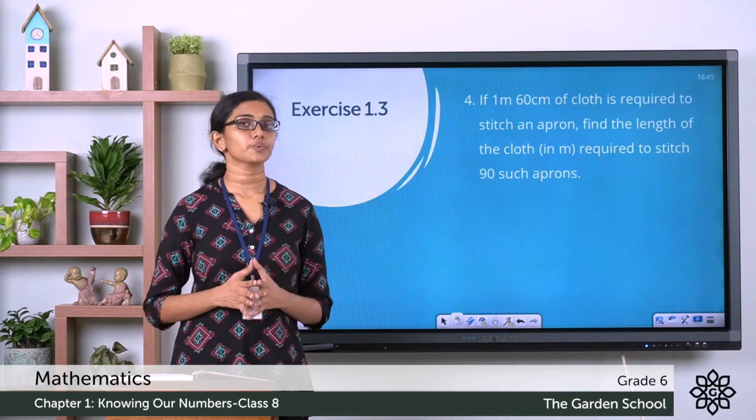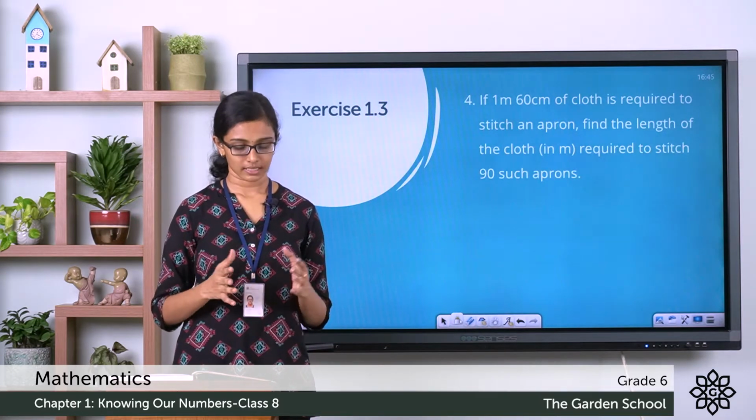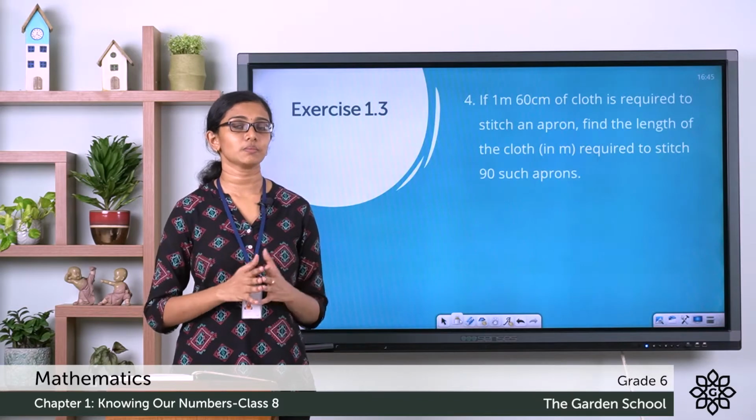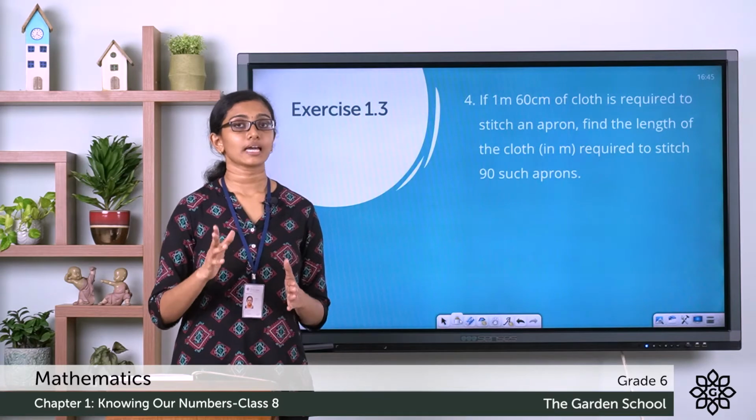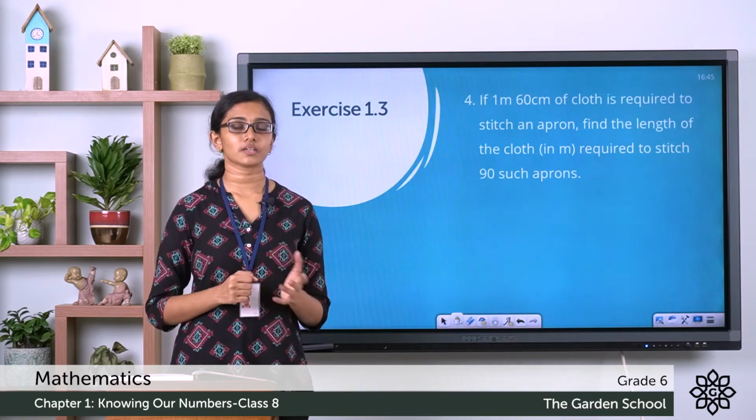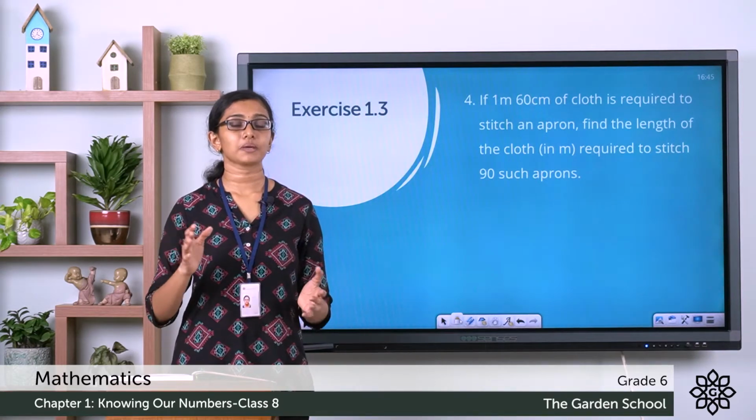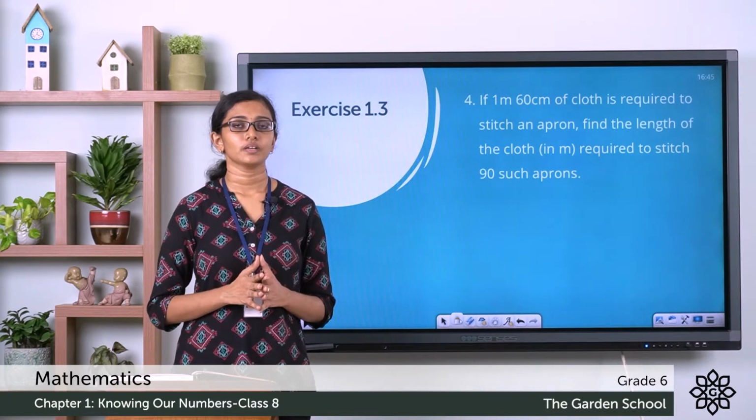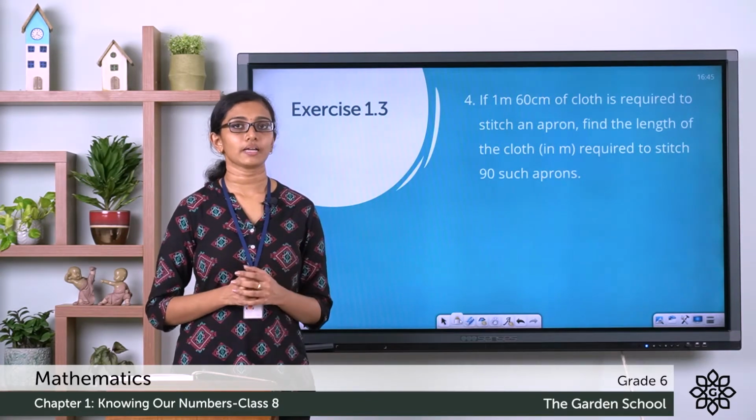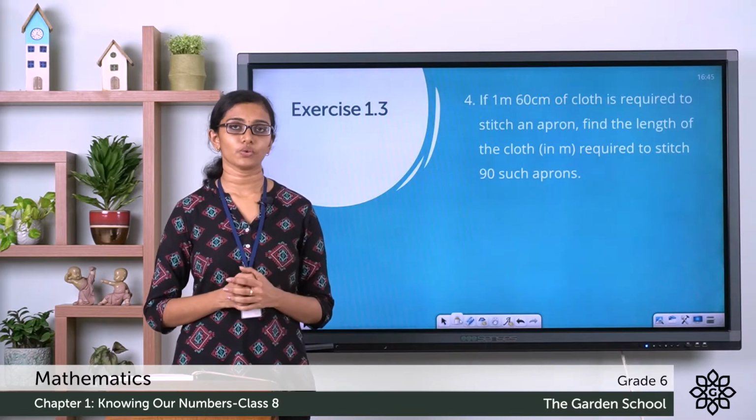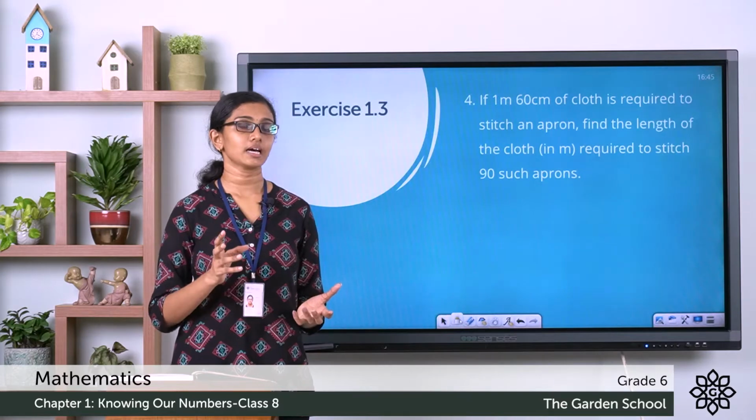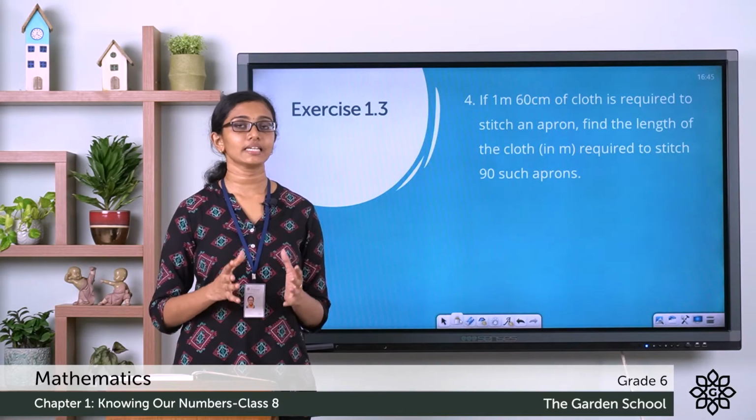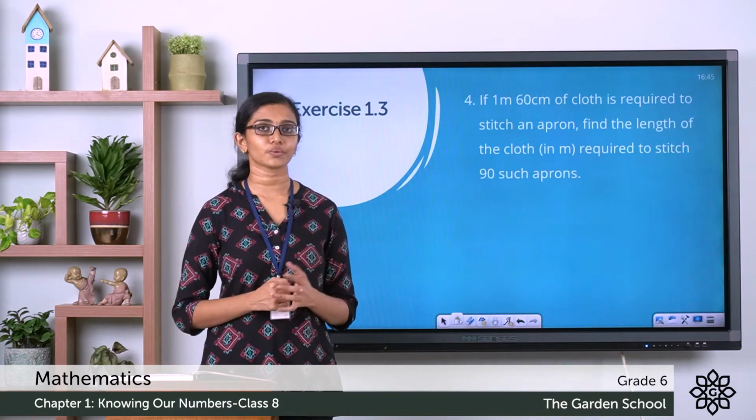So, what is the operation that we are asked to do here? The same measurement, that is 1 meter 60 centimeter, has to be cut out again and again 90 times to make 90 aprons, right? So, the same number is repeating 90 times. That is, we are multiplying. We have to multiply to find the solution, right? So, we have to multiply the 1 meter 60 centimeter by 90 times. So, let's see how we can write the steps for this question.